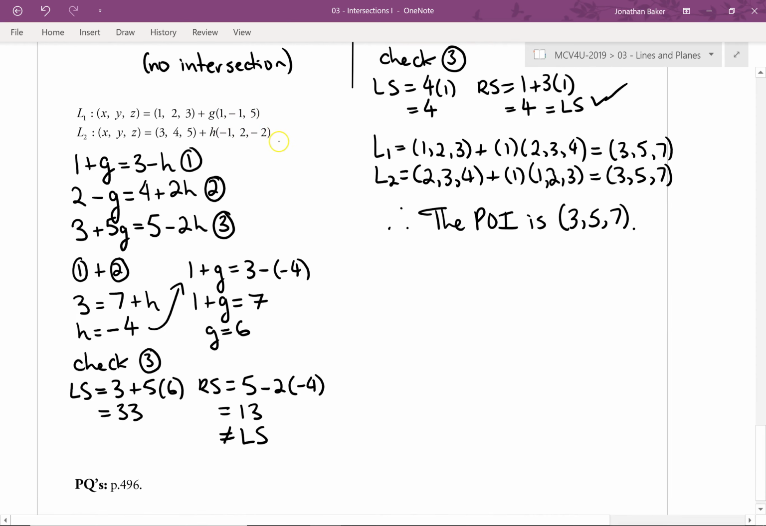So can we write one as a multiple of another? Clearly no. We can't just take this one and multiply by negative 1, because while that would work here, it's not going to work there, and it's not going to work there. And so what we can say is, since D1 is not equal to a multiple of D2, therefore the lines are skew, and there is no intersection.